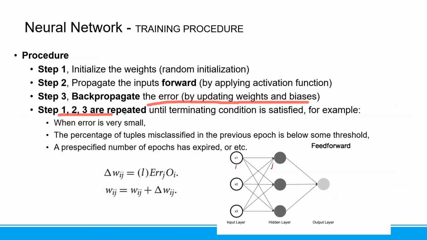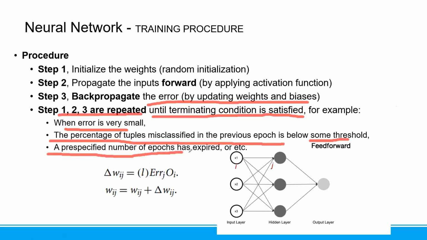Steps 1 to 3 are repeated until a terminating condition is satisfied. For example, when the error is very small, or when the percentage of tuples misclassified in the previous epoch is below some threshold, or when a specified number of epochs has expired. So there are many ways to stop this kind of network.